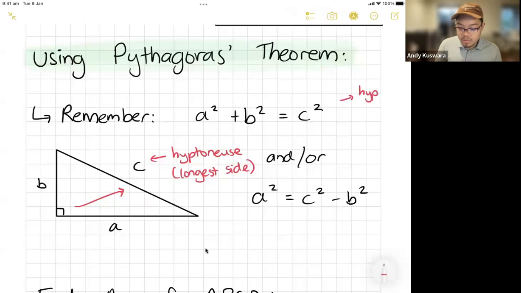Now, what I've written here is a squared plus b squared equals c squared. That's how you find the hypotenuse. Or you could go a squared equals c squared minus b squared, and we're going to use that one if we're finding the shorter side. Okay.